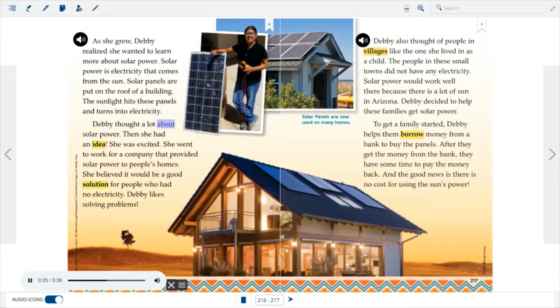Debbie thought a lot about solar power. Then she had an idea. She was excited. She went to work for a company that provided solar power to people's homes. She believed it would be a good solution for people who had no electricity. Debbie likes solving problems.